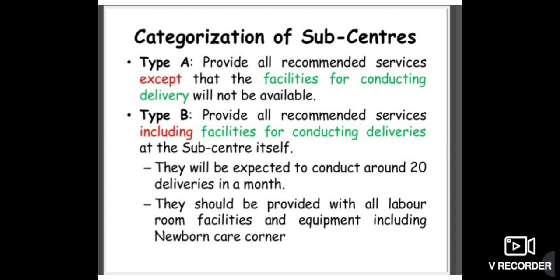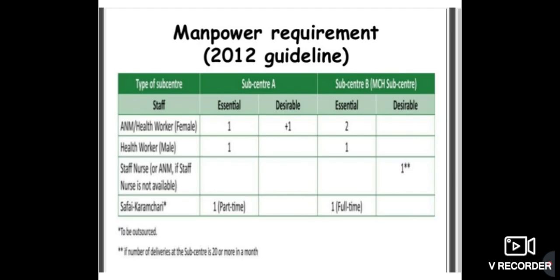Then categorization. The first one, type A: facilities for conducting delivery will not be available, so it provides the recommended services except conducting delivery. The second one includes delivery too. In type B, it is expected to conduct around 20 deliveries in a month. That is the two categories of subcenters.